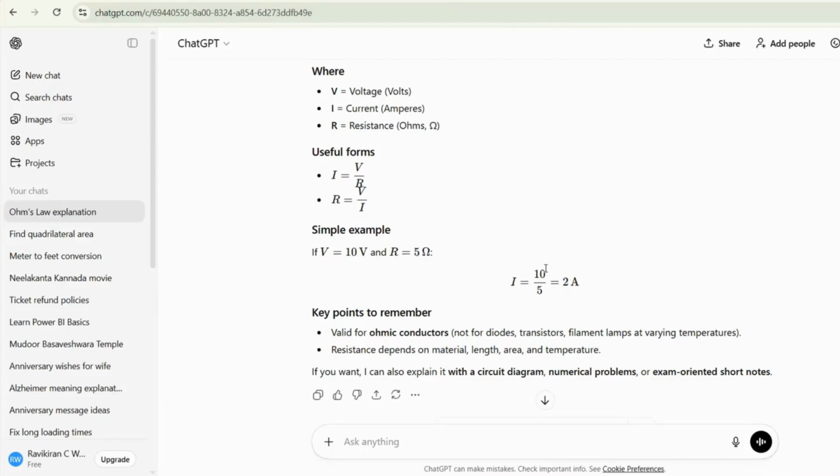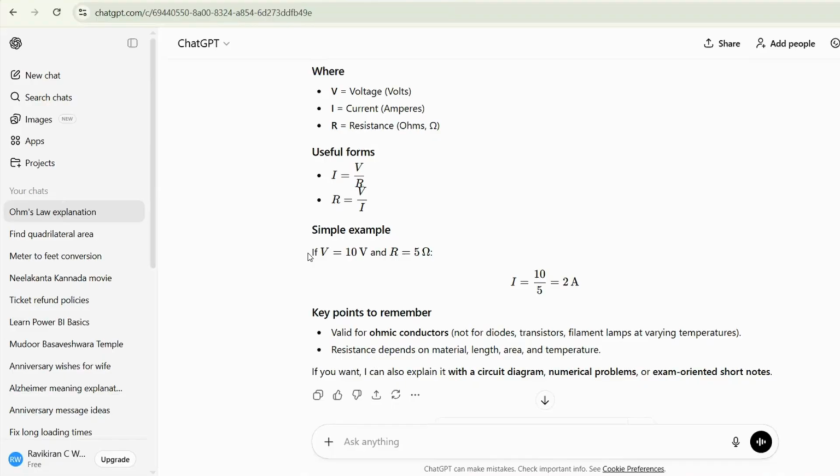Now the question is, why KVL and KCL? Have you heard of KVL and KCL? Kirchhoff's voltage law and Kirchhoff's current law. Why are these two implemented? That is the question. Because there are some limitations in Ohm's law. To overcome those limitations, Kirchhoff's voltage law and Kirchhoff's current law were introduced.